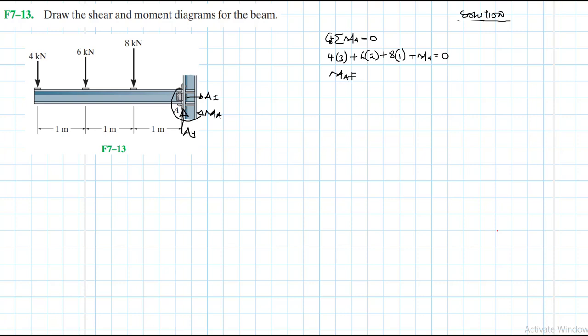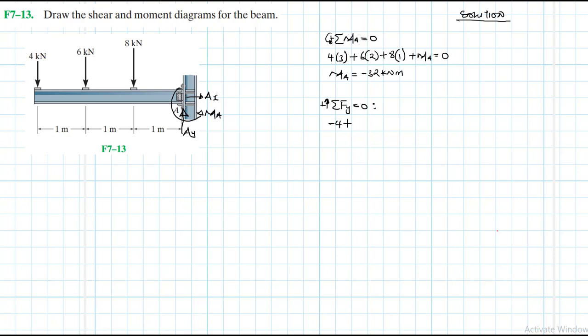Therefore, our MA is just going to be equal to 4 by 3 plus 6 by 2 plus 8. So this gives us a 20, right? 12 plus 4, 24 plus 8, 32. Then minus 32 kilonewton meters. Right, and then summation of forces in the y equal to 0, going up as our reference.